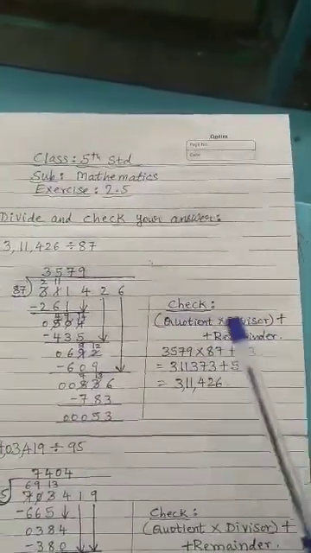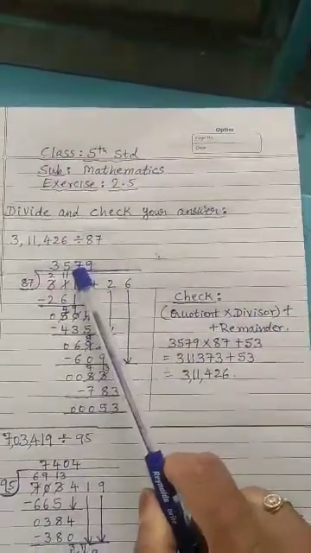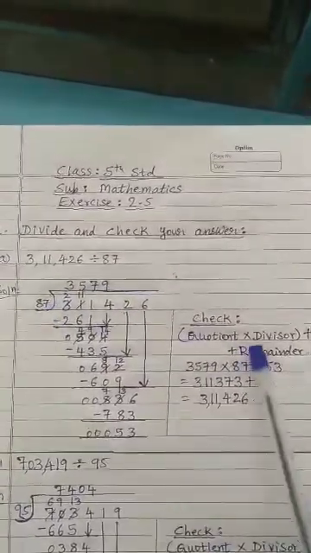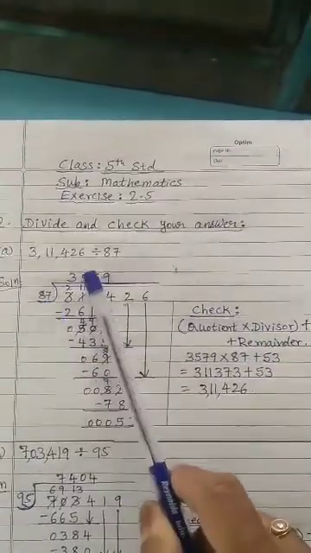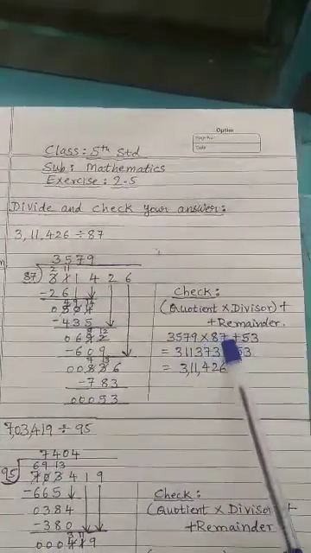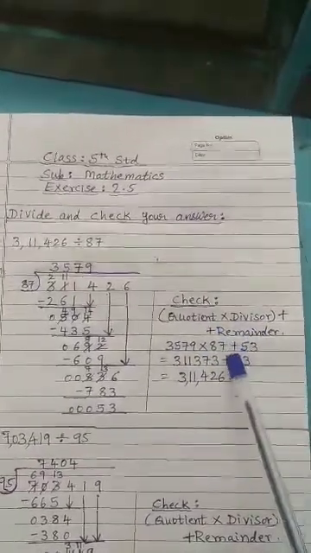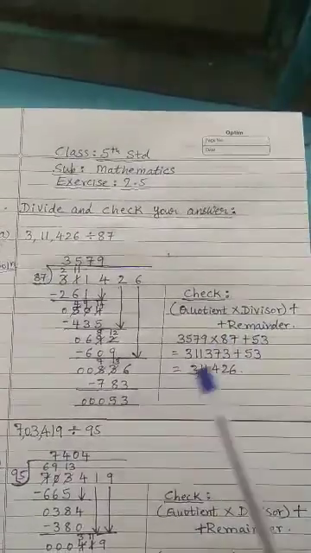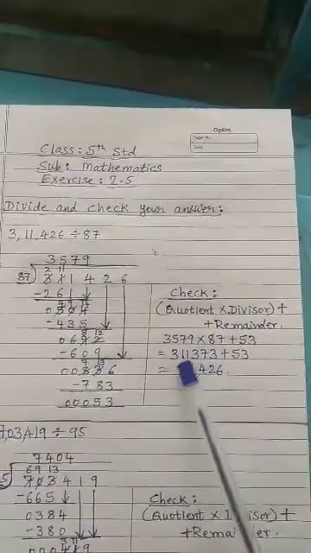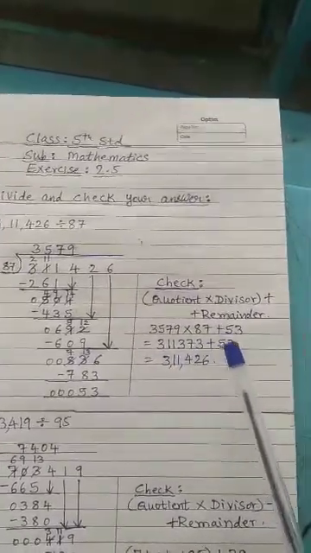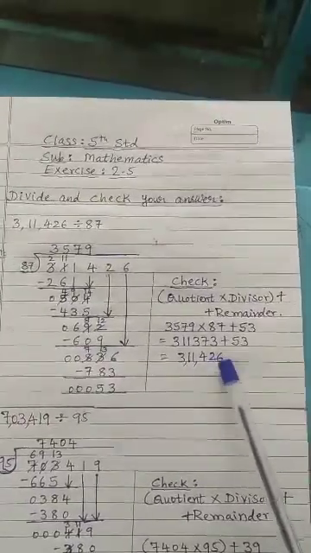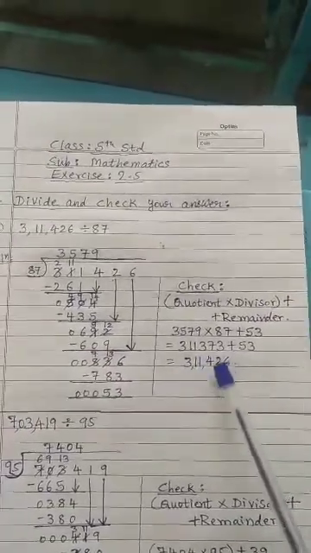So quotient into divisor. How much is quotient? This is the quotient, 3579. Into divisor. Divisor is 87. This into this. See here, 3579 into 87 plus remainder. Remainder is how much? 53. So plus 53. Multiply these two. Multiply means you will get 3,11,373 plus 53 is equal to 3,11,426.